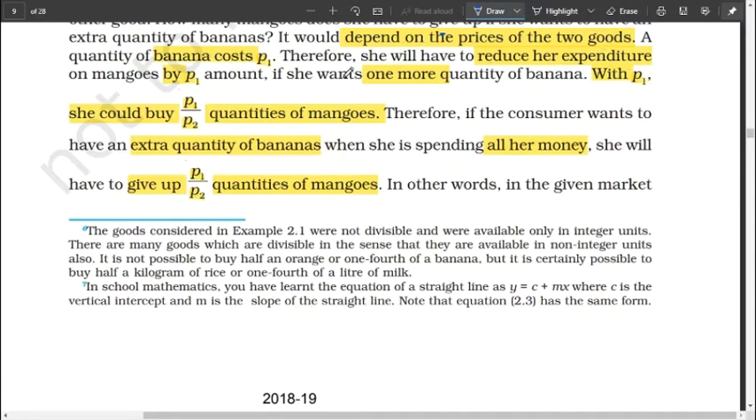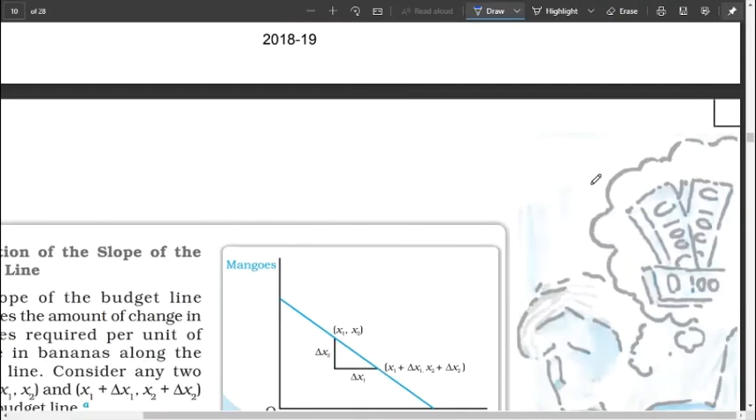Okay, so what you get is that with P1, she could buy P1 by P2 quantities of mango. With 5 rupees, you could buy only one mango. And if you want an extra banana, when she's spending all her income, you have to give up P1 by P2. If you want one more banana, then you have to give up P1 by P2, that is one mango. Give up 1 mango to buy more bananas, as we have seen. That is the meaning of the slope of the line.